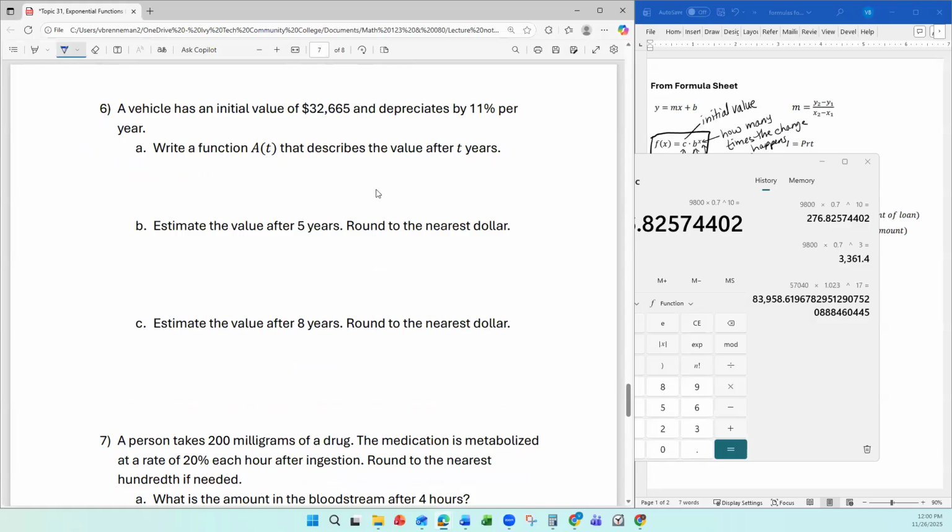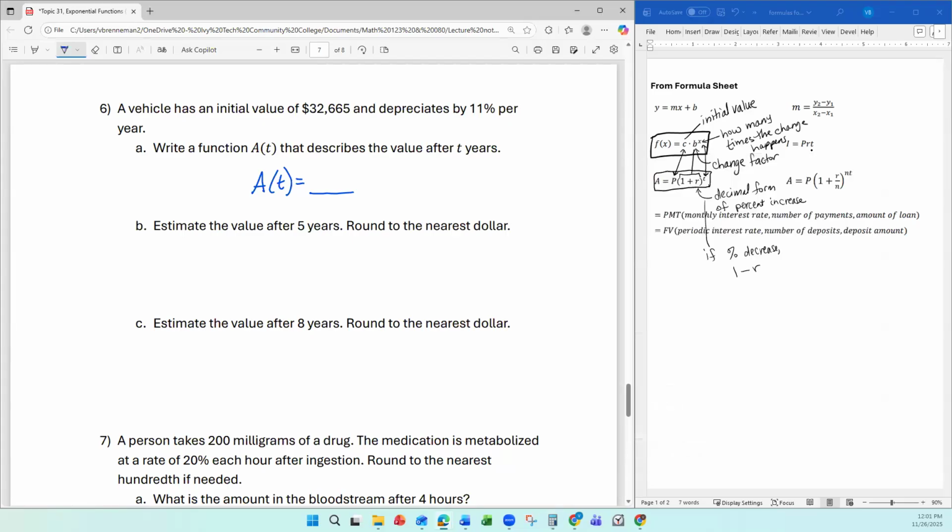So when we're writing this function, A of t, we need something out here. We need the c and the b, basically, or the p and the 1 plus r. So we have something out here. I'm going to put parentheses. So we have the change factor. The initial value here, that's the easy part. That's the 32,665. In here is going to be the change factor. And then we'll have the t power.